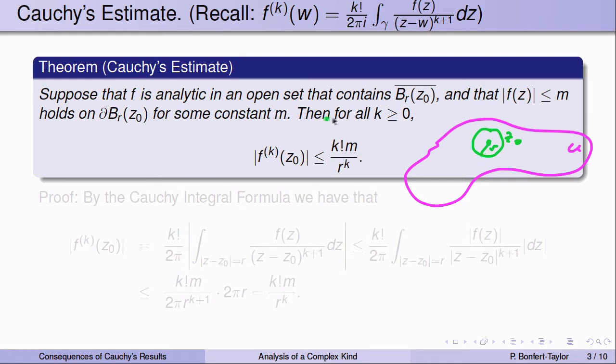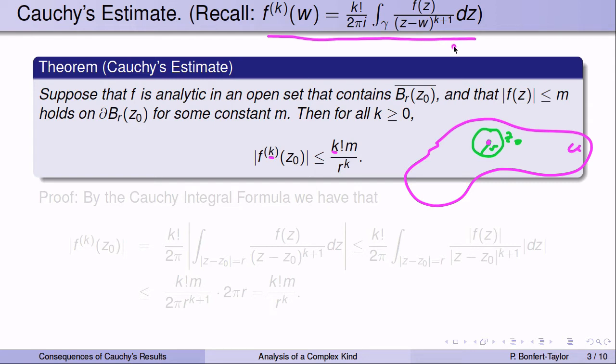Then Cauchy's estimate says that for all k greater than or equal to 0, the kth derivative of f at the center point z0 is bounded above by k factorial, so that's the same k as the derivative that we took here, times M, the constant that bounds f on the circle of radius r, divided by r to the kth power. And the proof is actually quite simple and simply uses the Cauchy integral formula, which I wrote down for you up here so you would remember what it looks like.